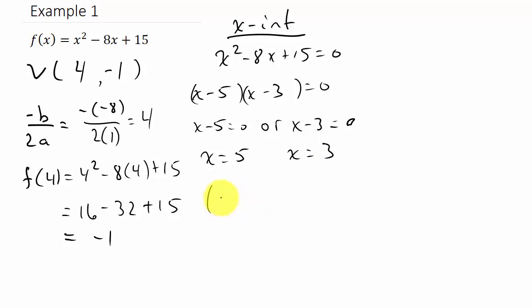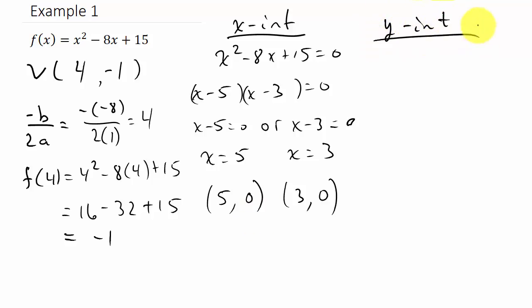So my x-intercept, well, there's my x-coordinate, 5. And then my y-coordinate, well, what's that? Well, see how I replaced the f of x with 0? So y is just 0. Okay? And then this one is 3, 0. So there's my x-intercepts. Now let's find the y-intercept.